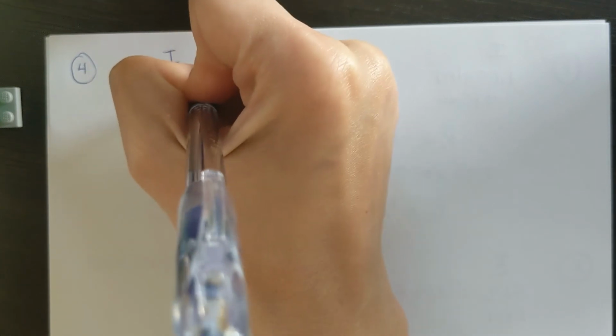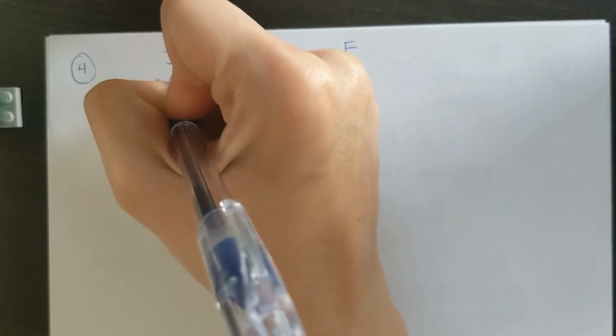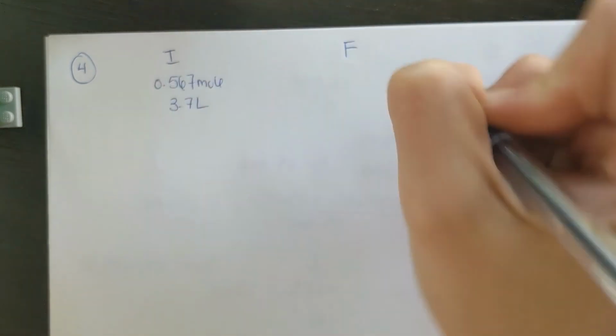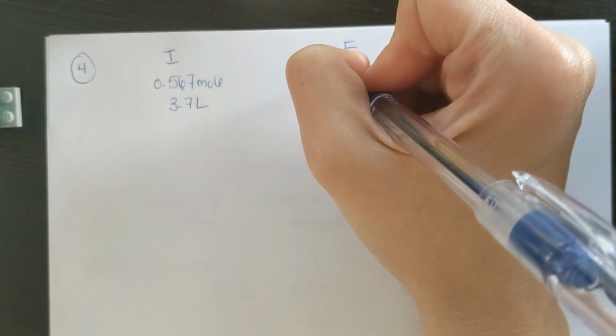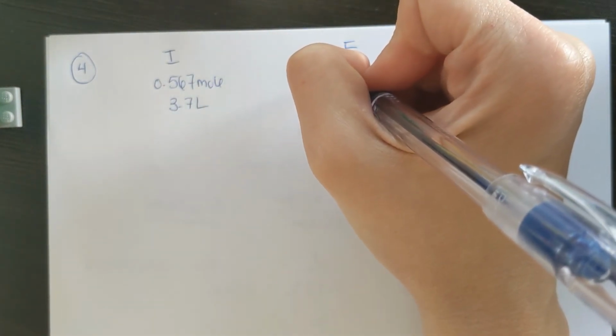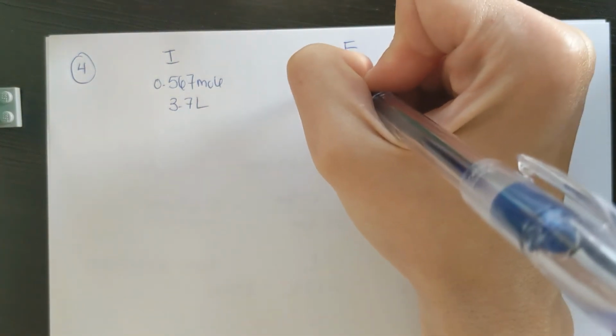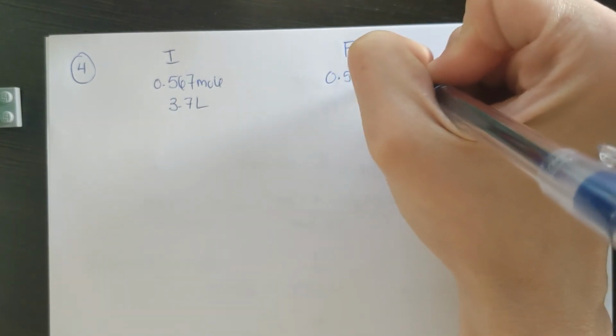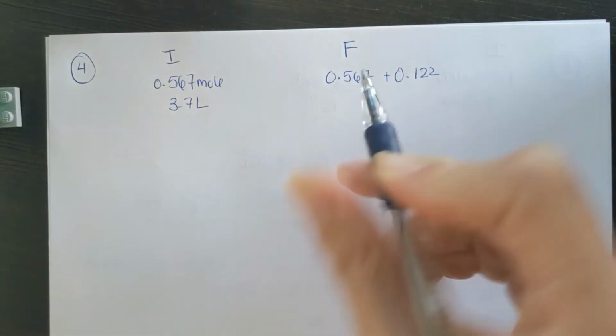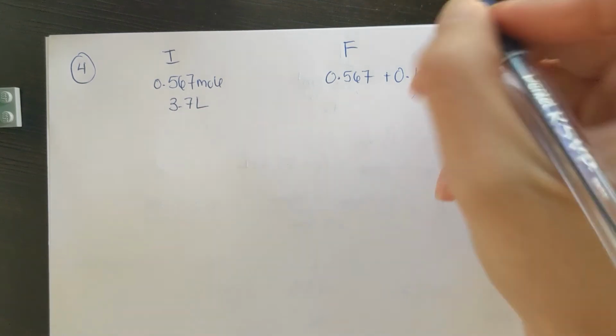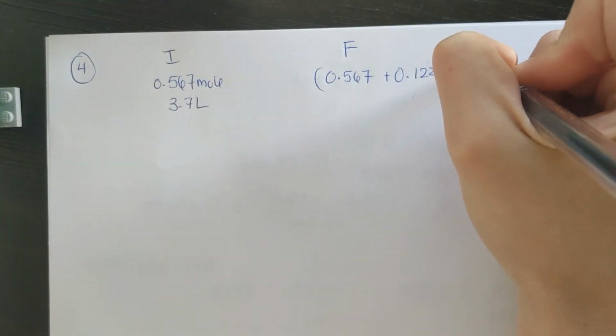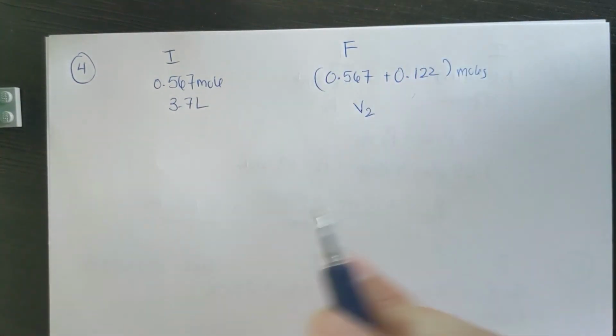So again, we have initial and final. Initially we know that we have 0.567 mole, and that has a volume of 3.7 liters. And then over here, it says we are adding 0.122 moles. So our moles here is going to be 0.567 plus 0.122. So we are adding more moles of gas into the balloon and V2.